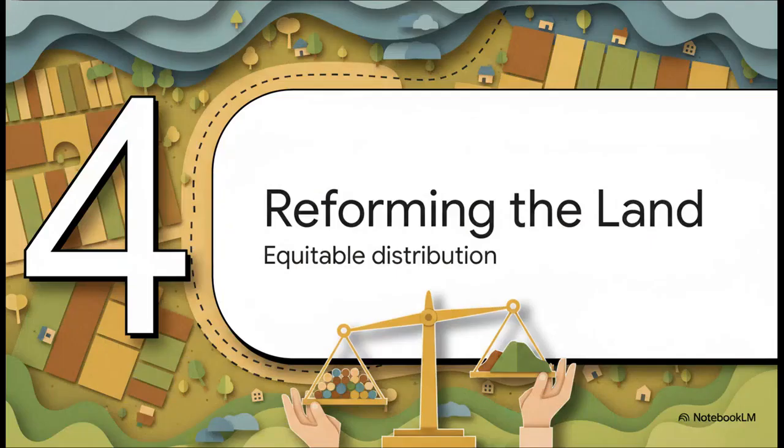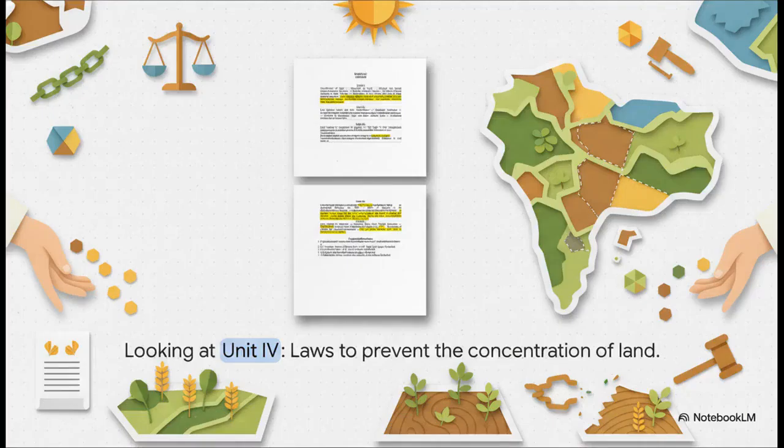But it's not just about acquiring land. There's also this bigger question of how it's distributed in the first place. I mean, is it fair for a tiny number of people to own enormous amounts of land while so many others have none? That question is really at the core of land reform. And our map takes us straight to Unit 4, which is all about those reforms, specifically laws created to make land ownership more equitable.